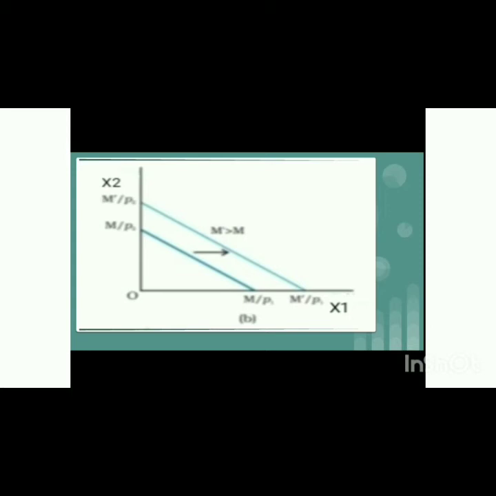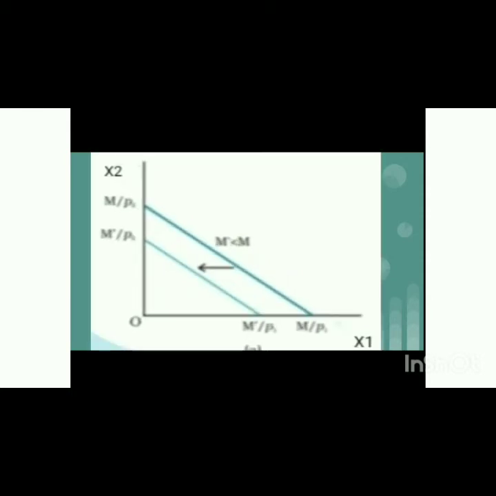When income changes, the vertical intercept and horizontal intercept also change. Here the initial horizontal intercept is M bar P1 and the new horizontal intercept is M dash bar P1. Also the initial vertical intercept is M bar P2 and the new vertical intercept is M dash bar P2, due to the change in income, or increase in income.